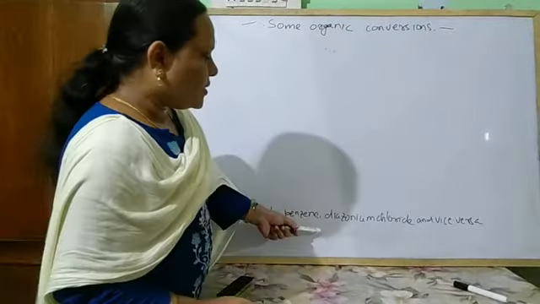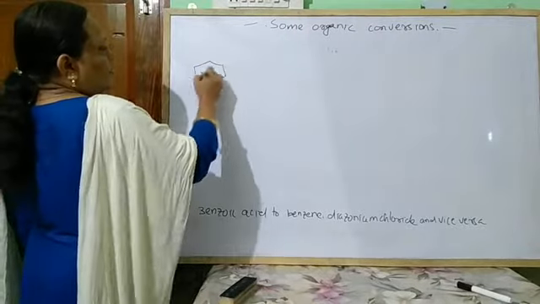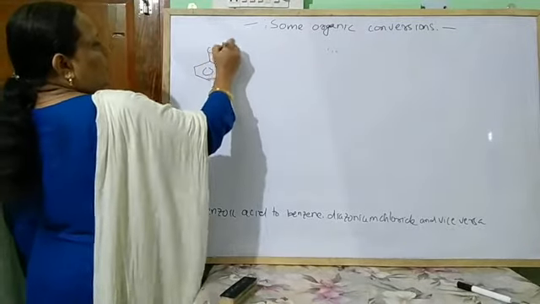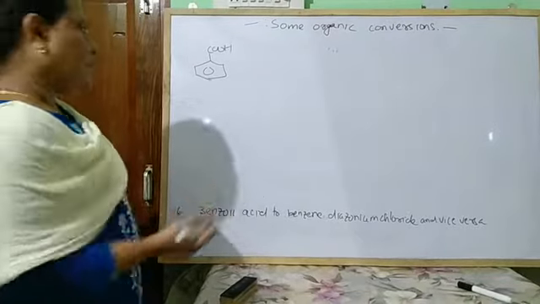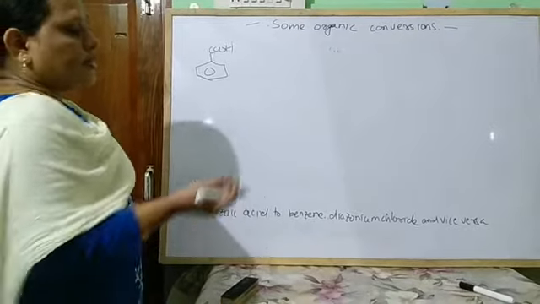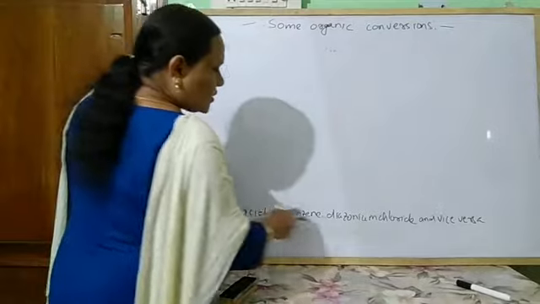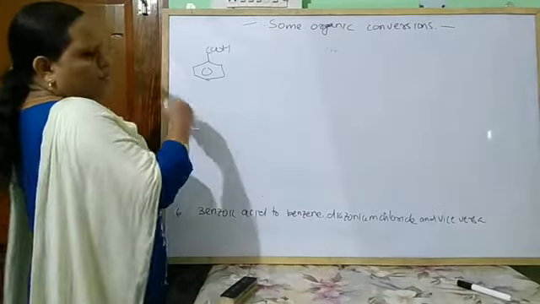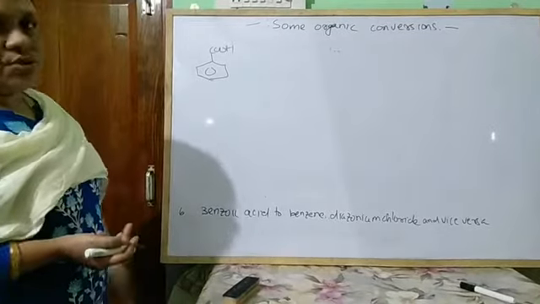Benzoic acid to benzene diazonium chloride and vice versa. So this is benzoic acid. You know how to convert benzoic acid to aniline. So first convert benzoic acid to aniline, then treat it with nitrous acid. So benzoic acid to aniline, either you go through Hofmann degradation reaction or you may go through Dumas method.